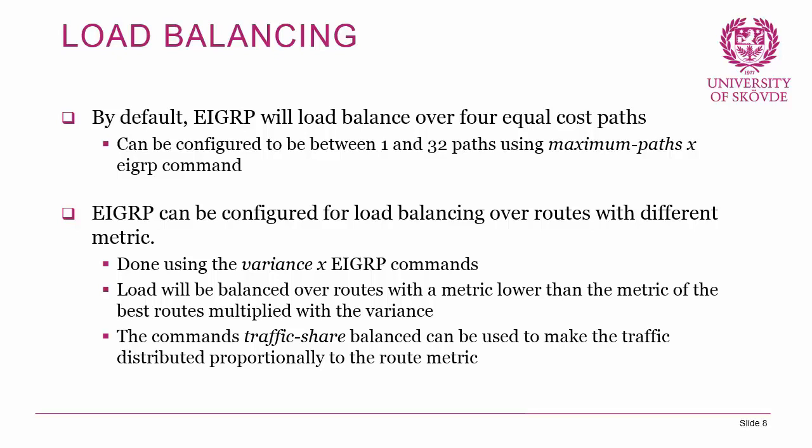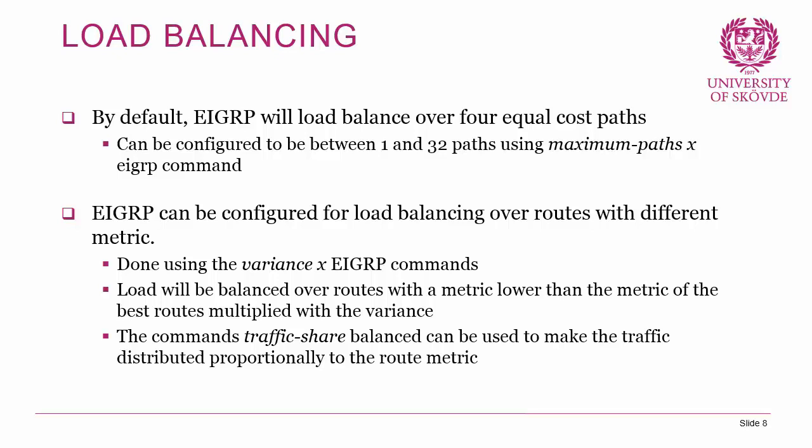The default behavior when you just modify the variance is that the load balancing will be equal, so an equal amount of traffic will be sent out each link, but if you want to balance the amount of traffic in relation to the route metric, you can use the command traffic-share balanced.